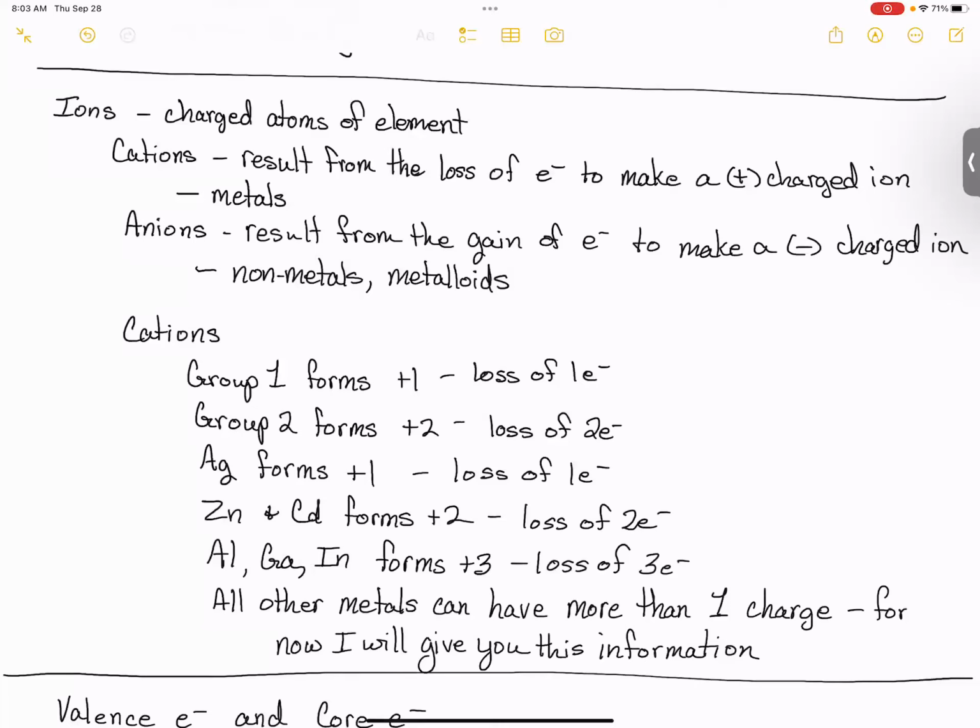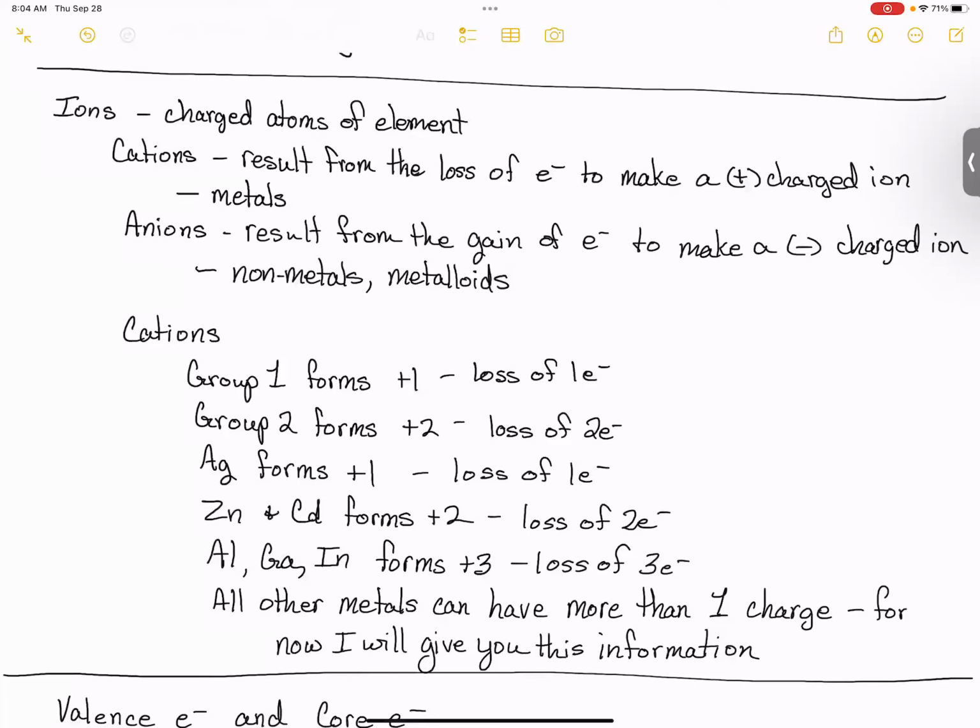The second is the anion. The anion results from the gain of electrons to make negatively charged ions. The elements that will form an anion are going to be your nonmetals and metalloids. So on this past test, you were asked to highlight or to shade in all the nonmetals. Well, and you were asked, who are the metalloids? That division isn't particularly important if you're going to be able to determine who's going to make a cation and who's going to make an anion. Because the metals are going to make cations and the nonmetals and metalloids are going to make anions.